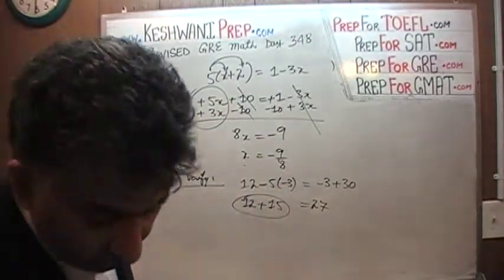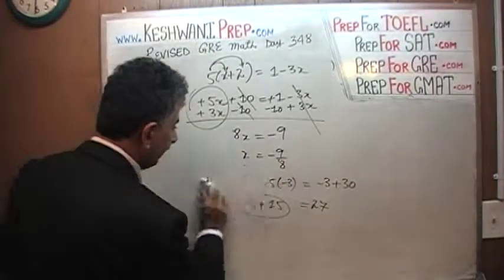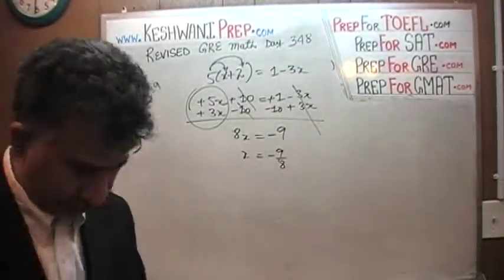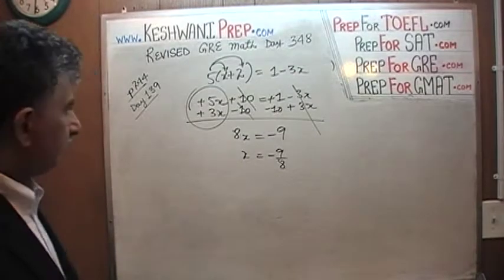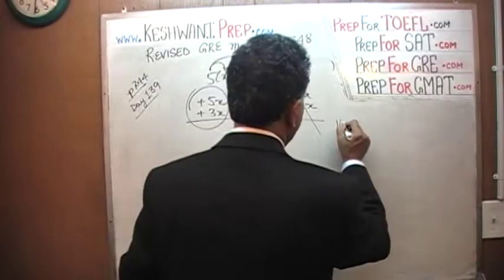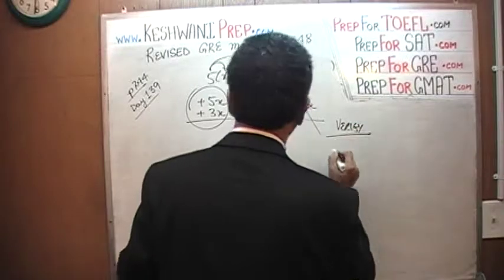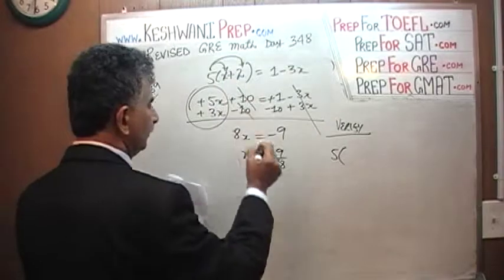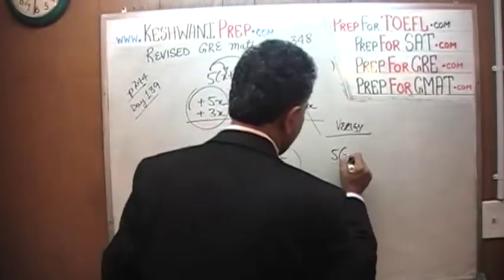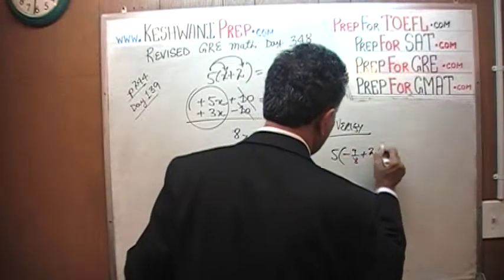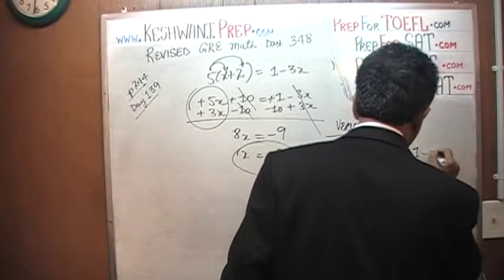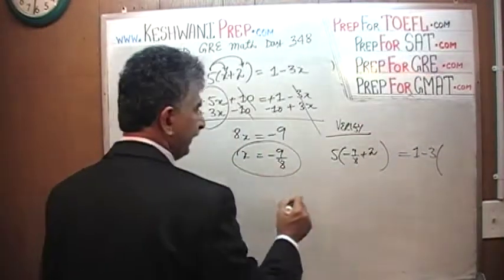Now this one is going to be a little tricky to verify, but we're going to verify anyway. So let's do it at the bottom here. 5 times x plus 2, where x we're claiming is negative 9 over 8. X plus 2 has to equal 1 minus 3 times x, which is negative 9 over 8.